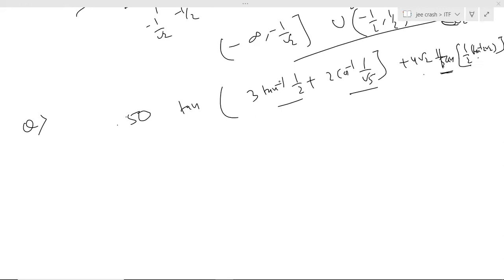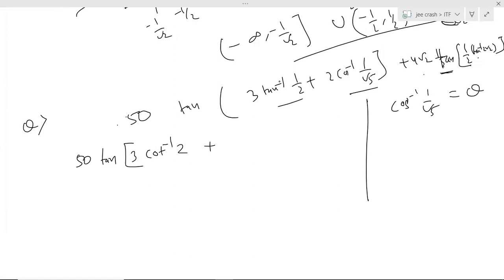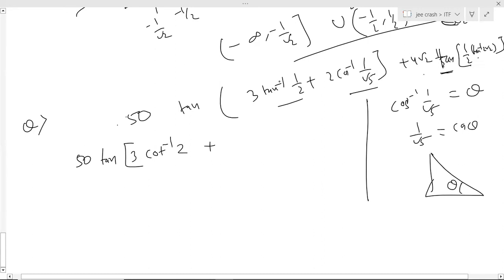All right, let's see. Again, let's convert everything. This is 50 tan 3 cot inverse 2. I just told you the property: if you take the reciprocal, this becomes cot inverse. Plus cos inverse 1 upon root 5 is theta, and 1 upon root 5 is cos theta. By triangle, this is theta, base, and this is hypotenuse. So this I believe will be 2. So tan theta will be 2 upon 1. So theta will be tan inverse 2. Right?